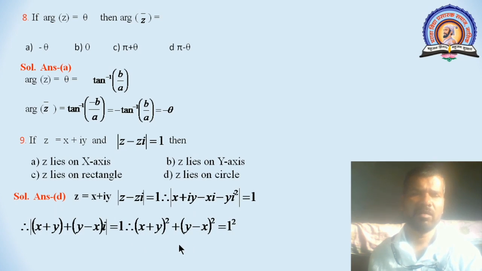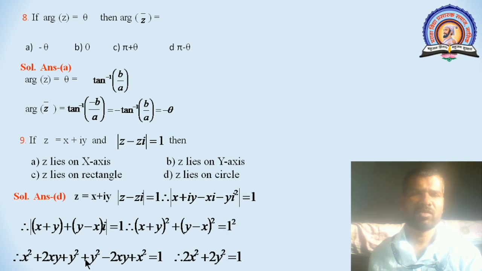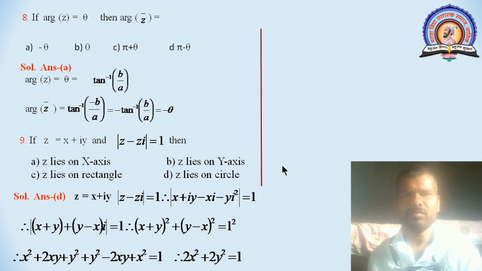Now squaring both sides, you will get x square plus 2xy plus y square plus y square minus 2xy plus x square. Plus 2xy and minus 2xy get cancelled. We get 2x square plus 2y square is equal to 1. This is the required equation of a standard circle whose center is at origin and radius is half. Therefore, this complex number lies on the circle. The correct option is D.